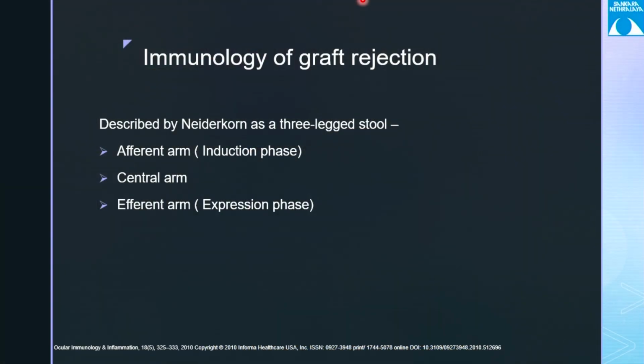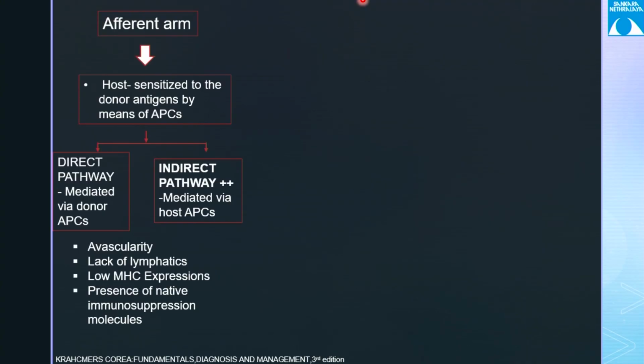So, described by Niederkorn, the immunology of graft rejection is like a three-legged stool: an afferent arm, which is the induction phase, a central arm, and an efferent arm, which is the expression phase. The afferent arm is basically when the host is sensitized to the donor antigens by means of the APCs. There is a direct pathway, which is mediated via the donor APCs, and an indirect pathway.